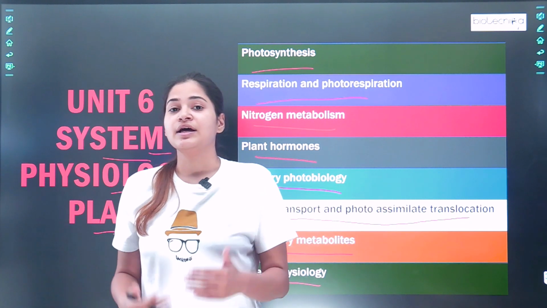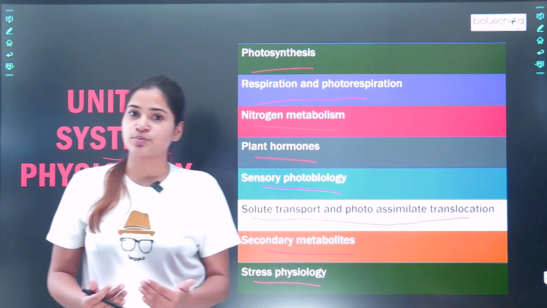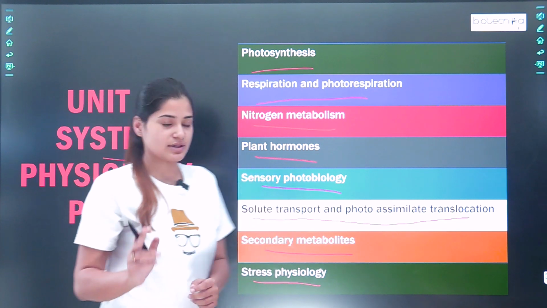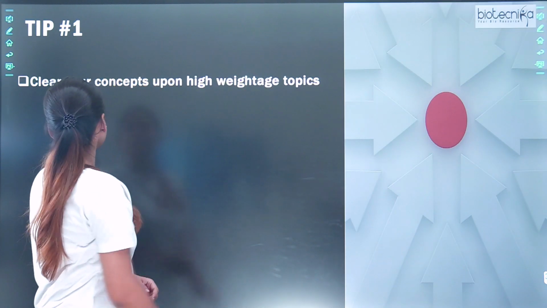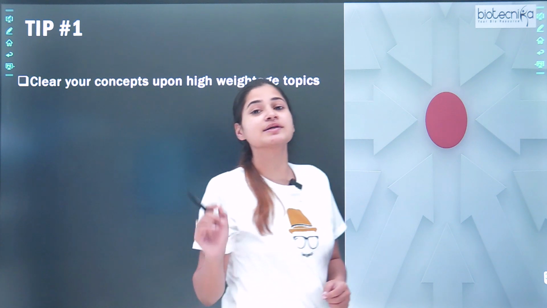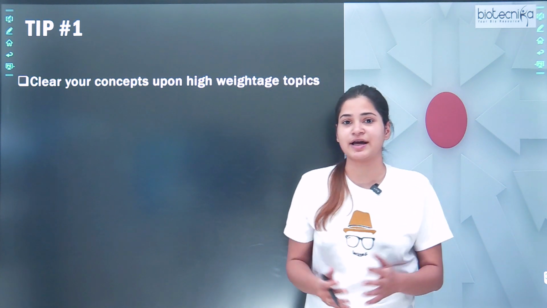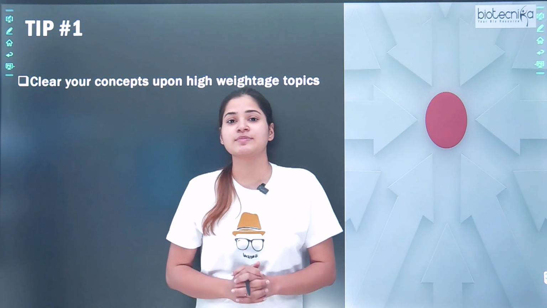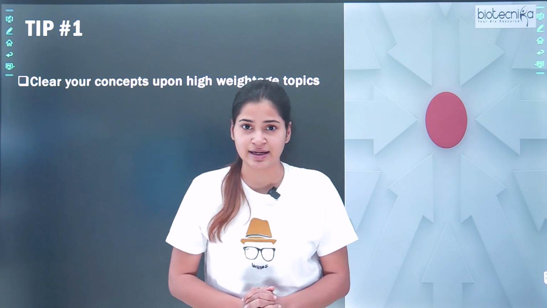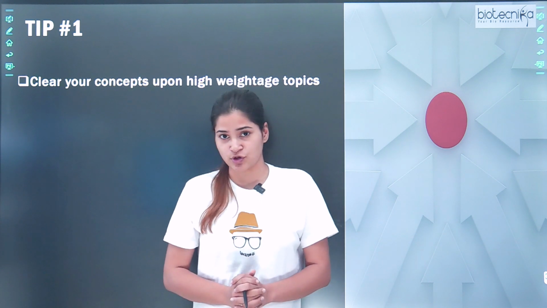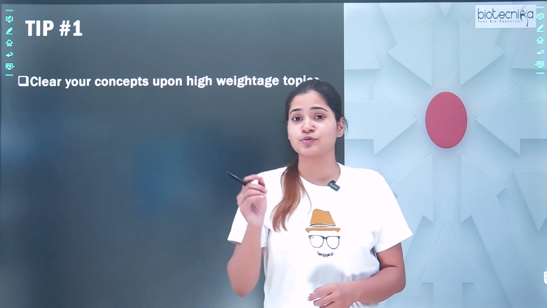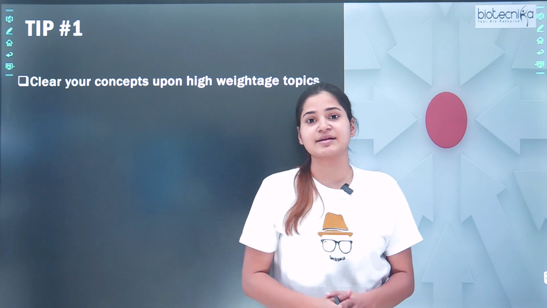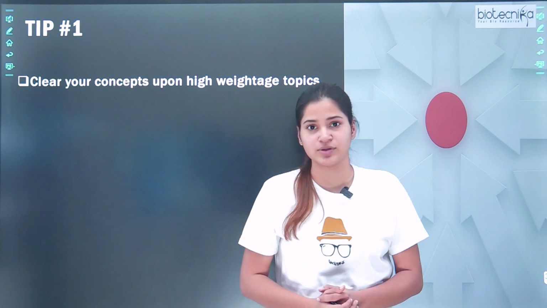So basically, the first strategy which I am going to provide you to effectively study Unit 6 of the CSIR NET syllabus is: you should focus upon the topics that carry high weightage. Those topics that have higher weightage, especially that have been asked regularly by the CSIR, you should focus upon those topics. It's very important to master your strategy by putting weightage upon those topics that are mostly asked, that have been frequently asked and are asked regularly.